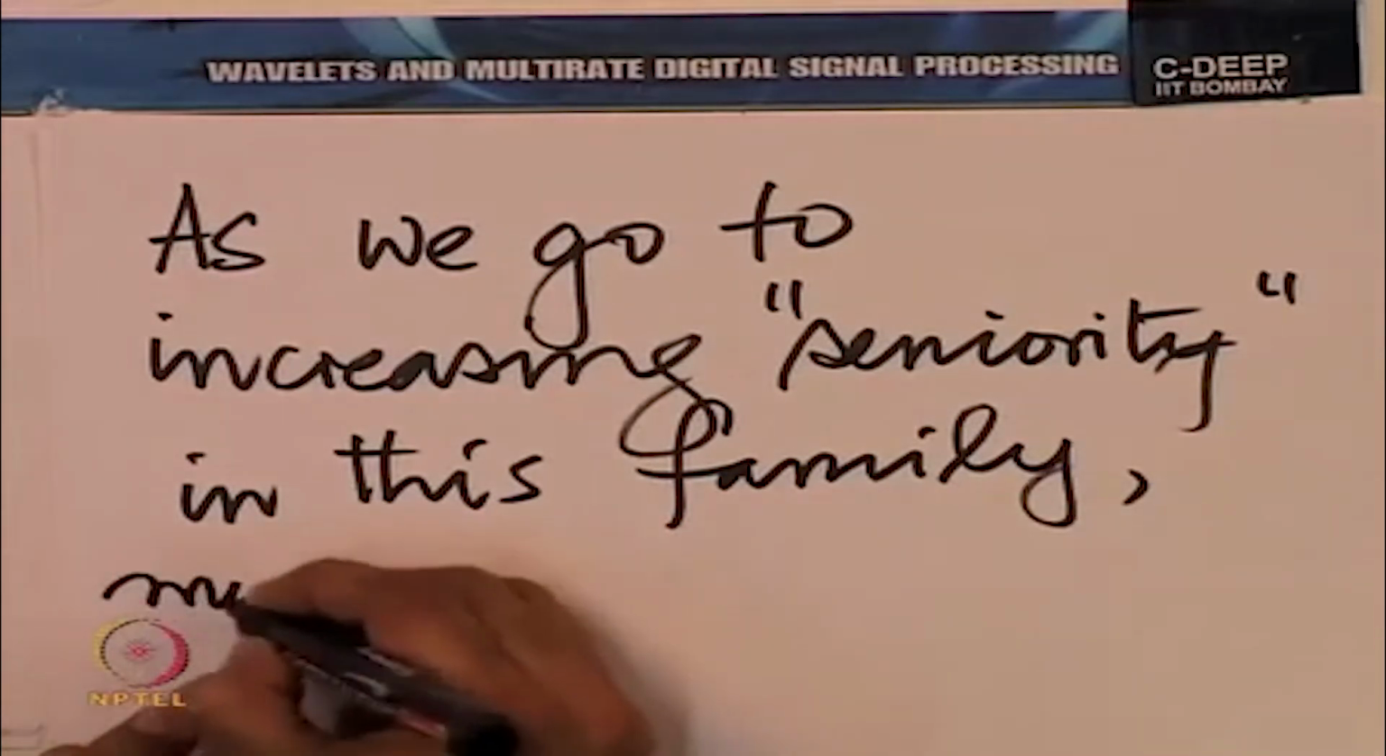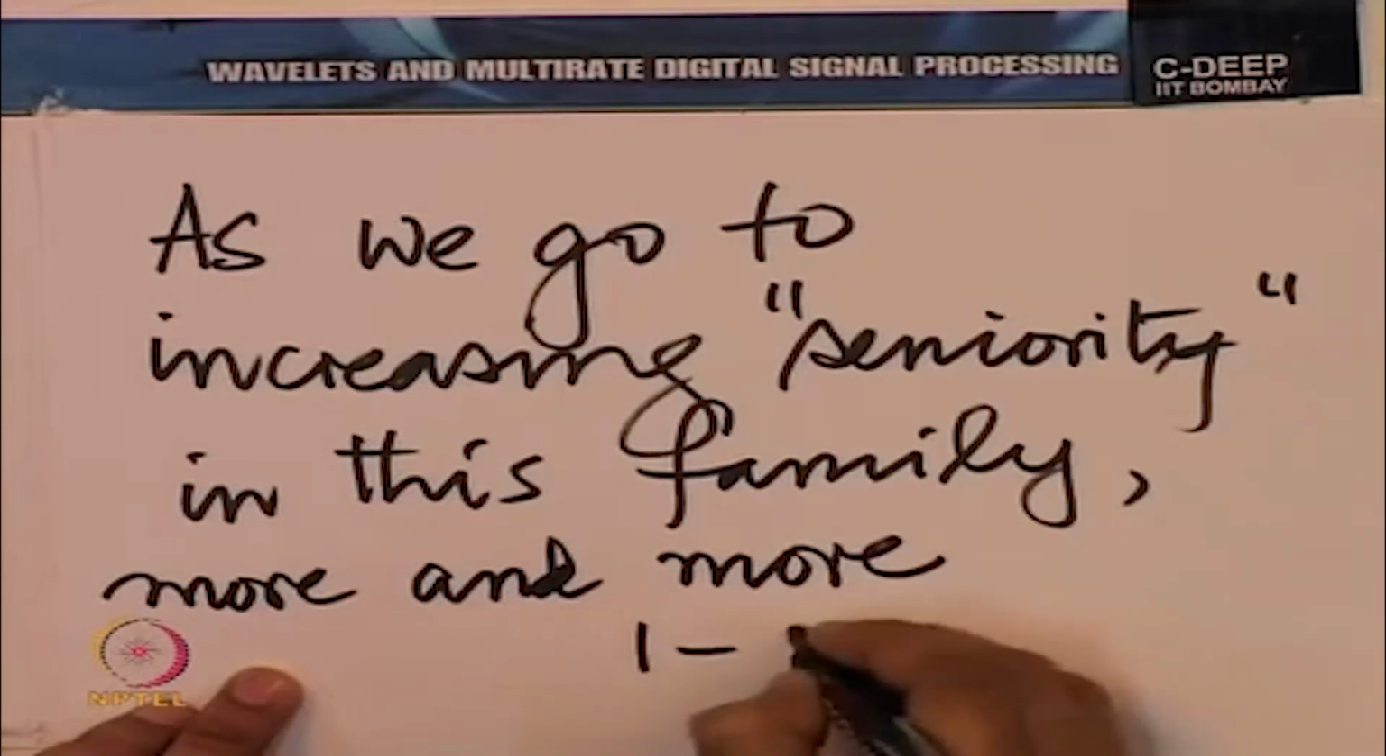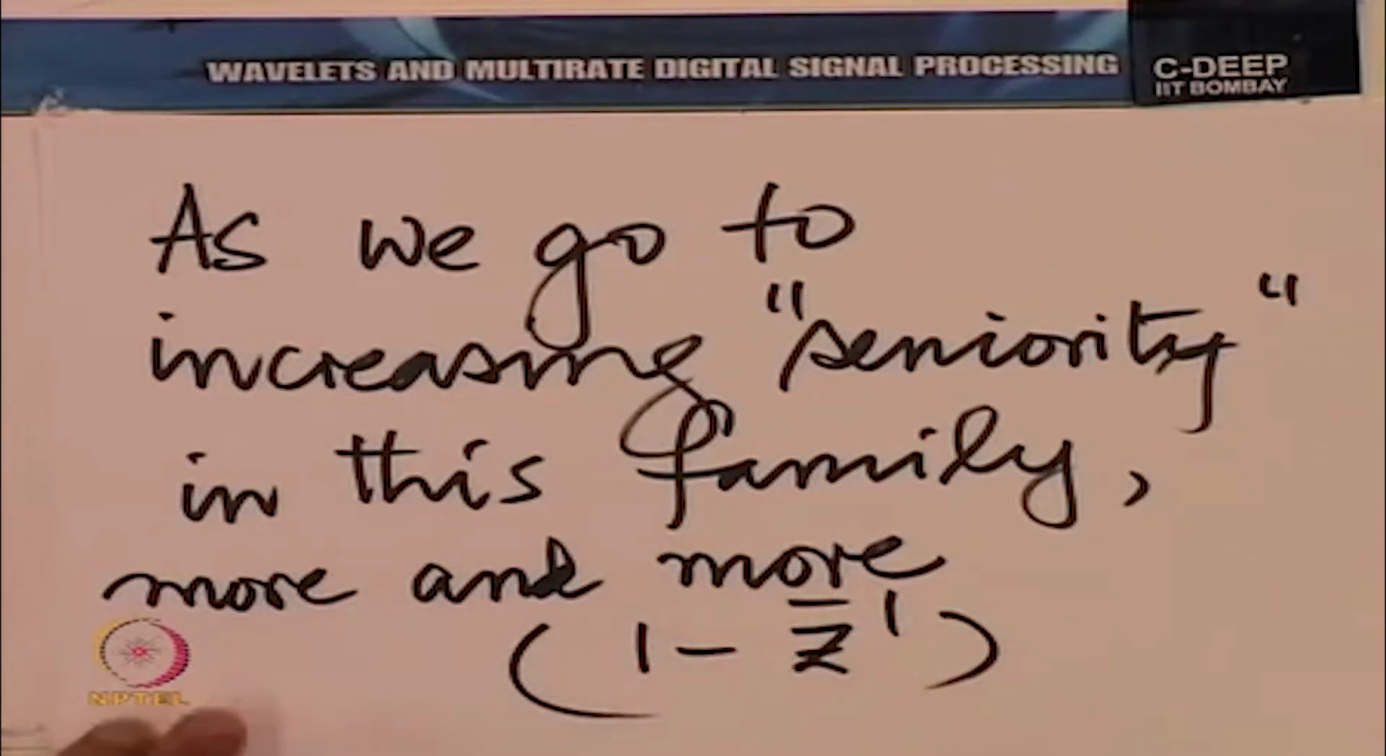there are more and more 1 minus Z inverse terms. So, on the high pass branch, we are effectively cancelling or killing higher and higher order polynomials. So, the other way of looking at it is, if you are cancelling or killing them on the high pass branch, they must go to the low pass branch. So, we are retaining more smoothness on the low pass branch. That is another way of looking at it.